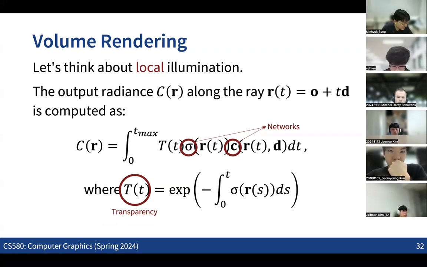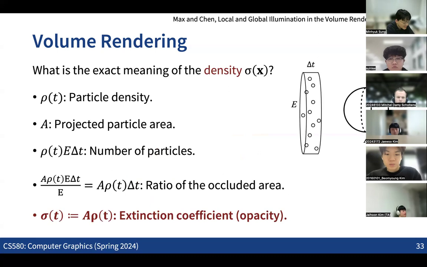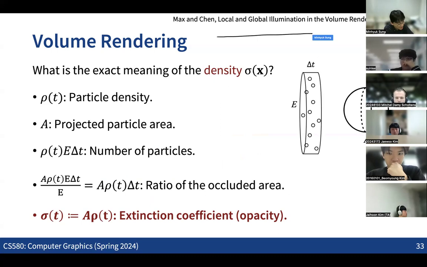So let's dive into some more of the details. First, what's the exact meaning of the density? To see how we exactly define it, let's assume that we are shooting a ray, and the ray can be considered as a very thin cylinder in this 3D space. We'd like to look at a slice, a section of this long cylinder. So let's say this is the slice of the long cylinder. We have this kind of section.